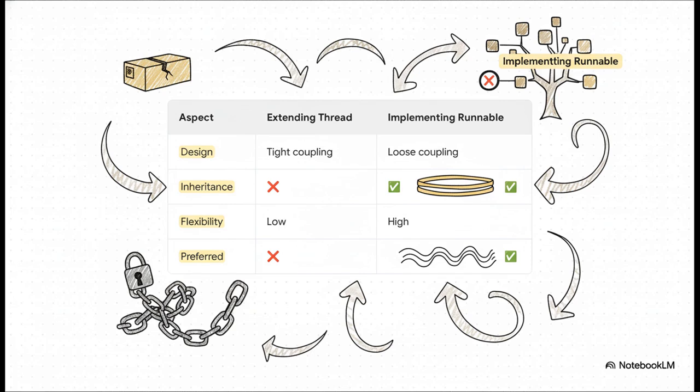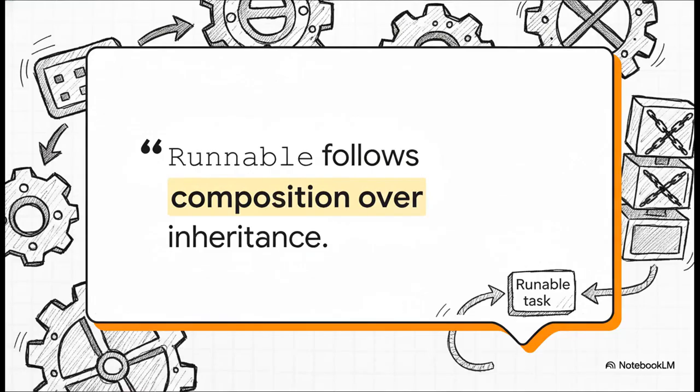I mean, just look at them side by side. It's not even a contest. When it comes to good design, inheritance, flexibility, Runnable wins every single time. It's just a way more professional and flexible approach. And if you want to sound extra smart, this is the core principle at play. It's composition over inheritance. We're composing a thread with a Runnable task instead of locking ourselves into that rigid inheritance chain. It's just better software engineering.